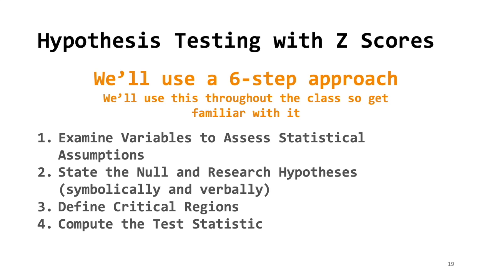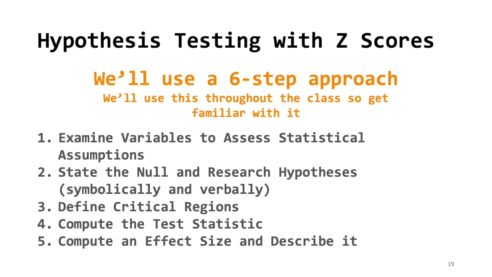This is the part where we have our data. And in this class, we're going to use Jamovi as our statistical software. We're going to plug that into Jamovi and have it actually compute the test statistic. It also is going to compute the effect size, and then we're going to describe it. Does that look like a big effect, a small effect, moderate?